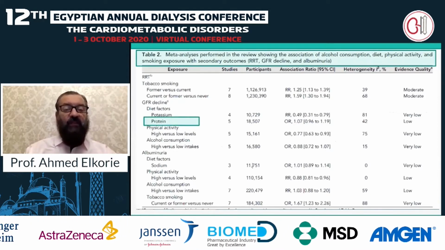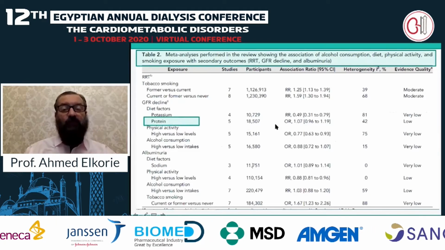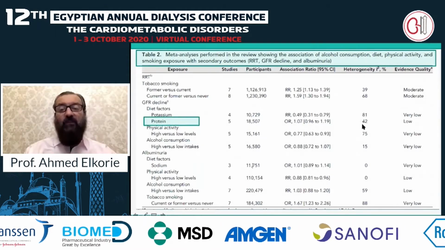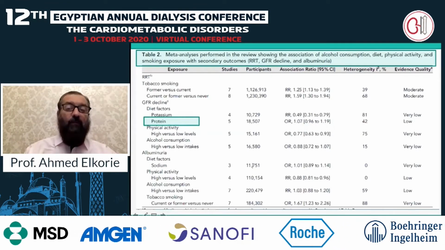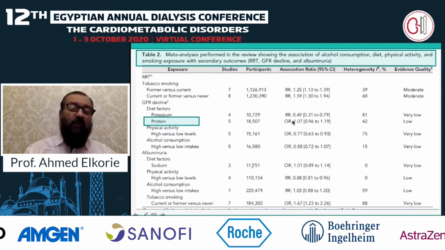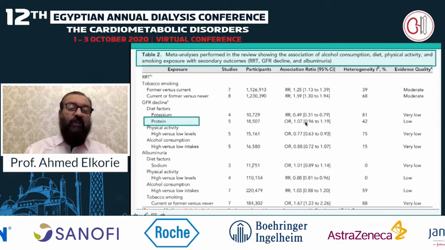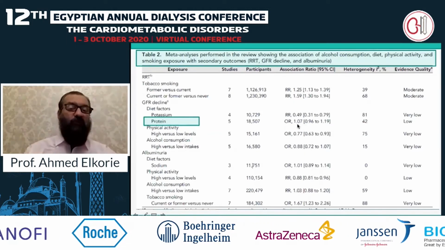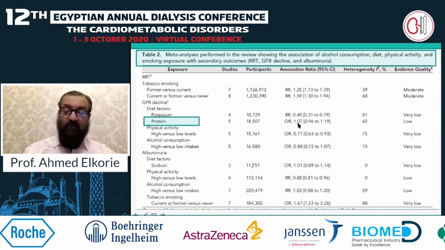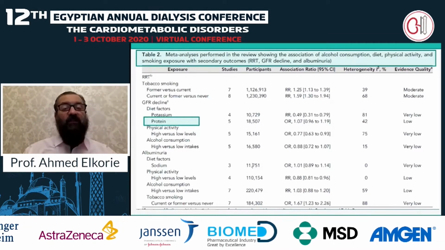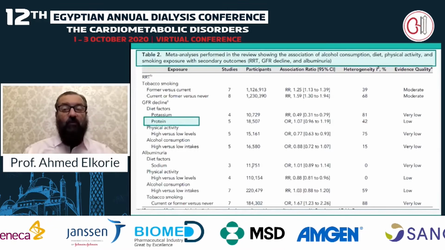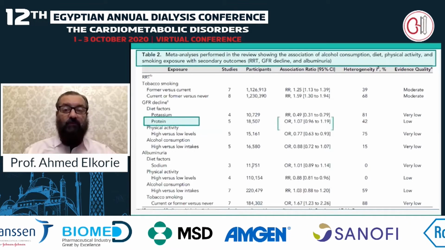And these are other factors, like tobacco smoking and albuminuria, but please look here at protein restriction: 5 studies with 18,000 participants, and the level of evidence is low. There is just an odds ratio of 1.07, not too much, but if you use a vegetarian diet, the higher the vegetable intake, the more protective it is.